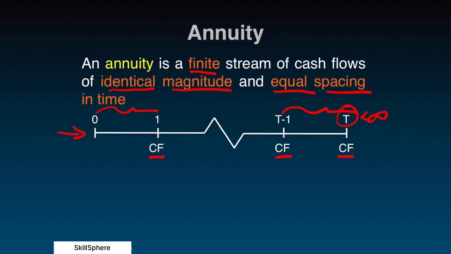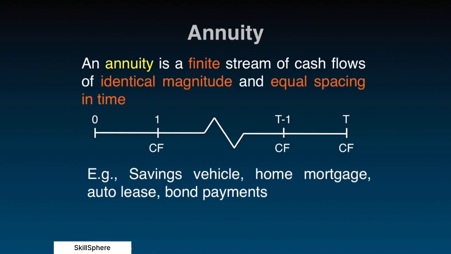And it turns out that this cash flow stream arises in a number of situations in practice. Insurance companies sell a product called an annuity, representing its cash flow stream. Home mortgages are an example of an annuity stream. Auto leases, certain bond payments, and amortizing loans are annuities. So it's actually fairly common in practice.